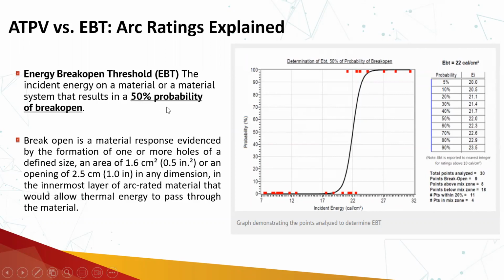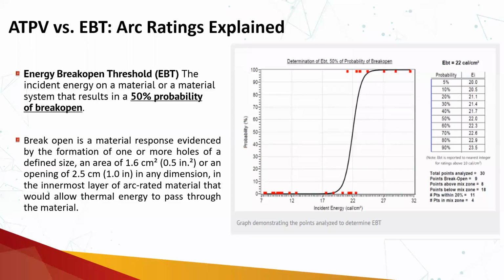What will be the size of the holes which will be considered a break open? A break open is a material response evident by the formation of one or more holes of defined size, an area of 1.6 centimeter square, or an opening of 2.4 centimeter in any dimension, in the innermost layer of an R-rated material that would allow thermal energy to pass through the material. So EBT is basically the break open in which holes are created, and ATPV is the crossing of enough heat to cause the second degree burn.